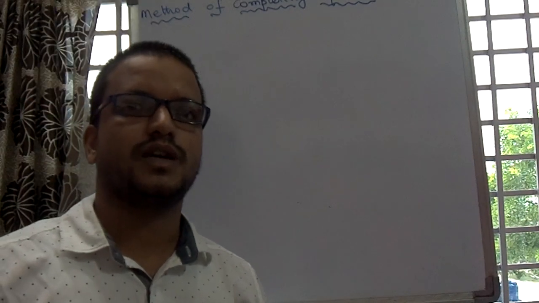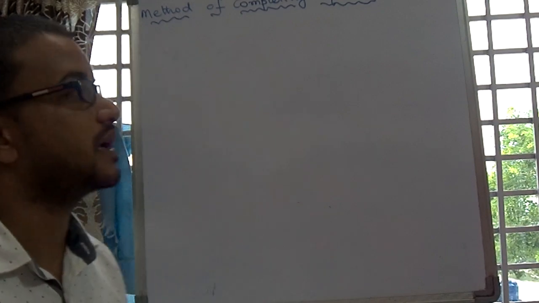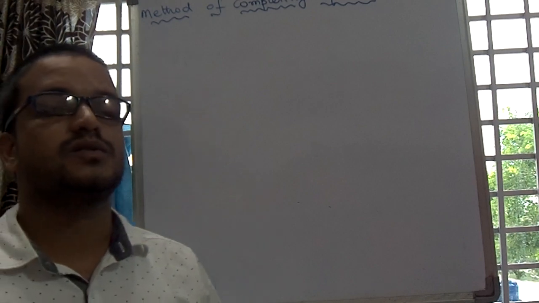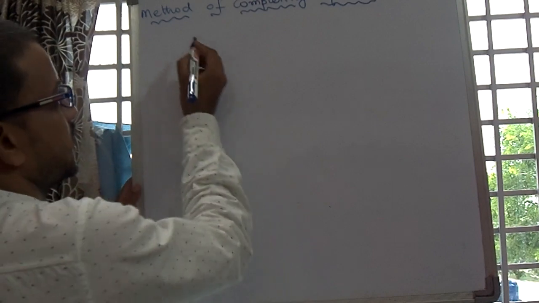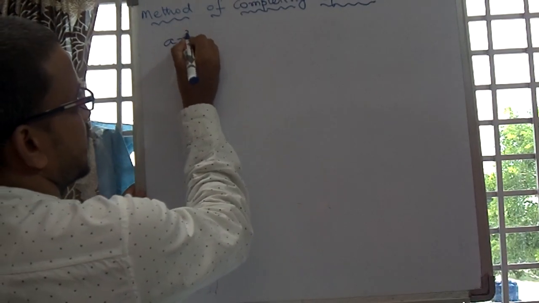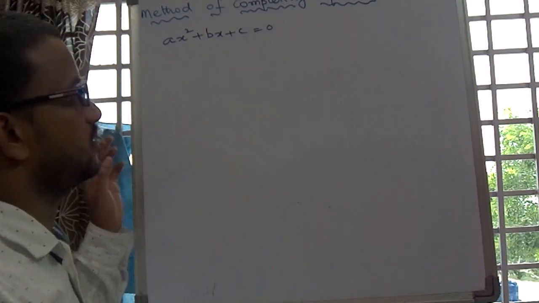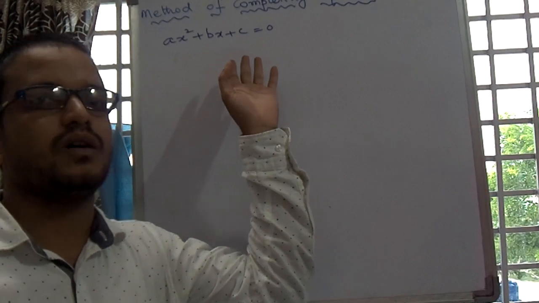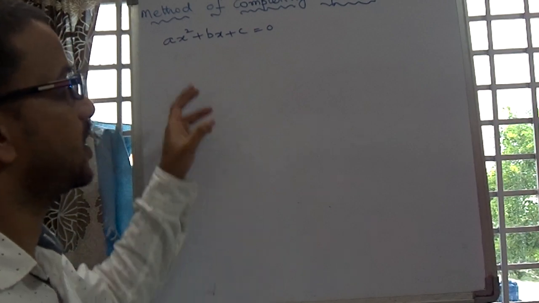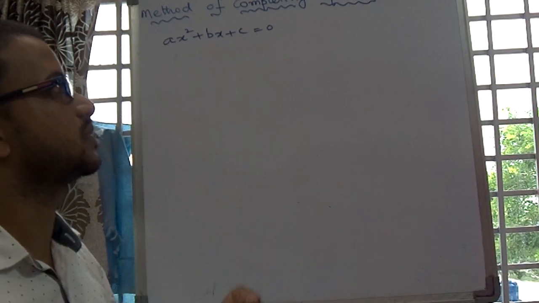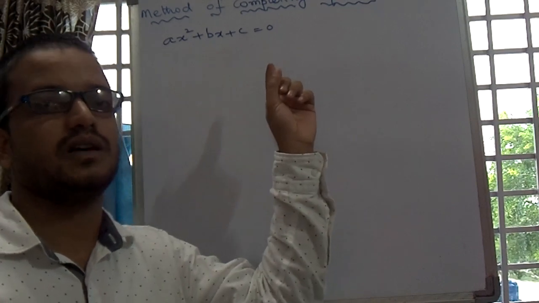So in this class today we are going to discuss the method of completing squares. This is the method used to solve a given quadratic equation. As we know earlier, the quadratic equation is of the form ax square plus bx plus c is equal to 0. We can consider this as the standard form for the quadratic equation. When we are unable to factorize the given quadratic equation, we use this method of completing squares.